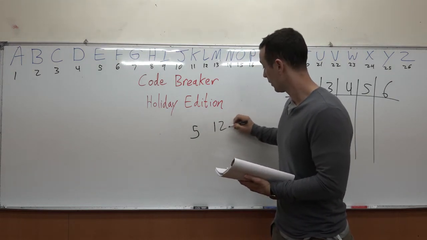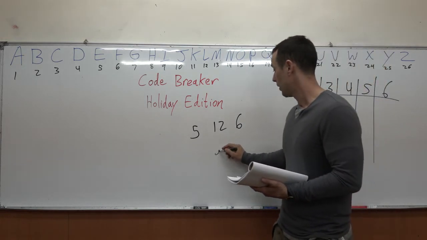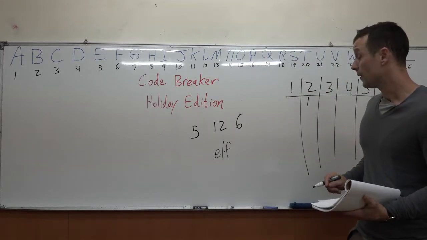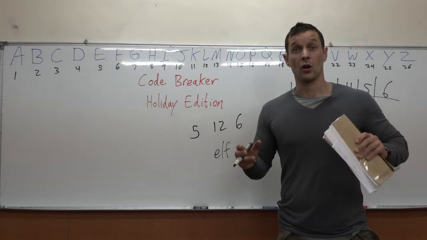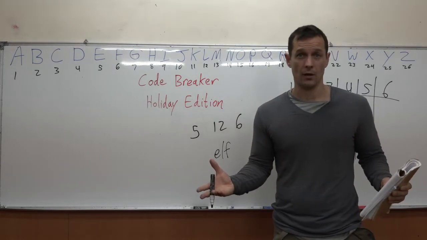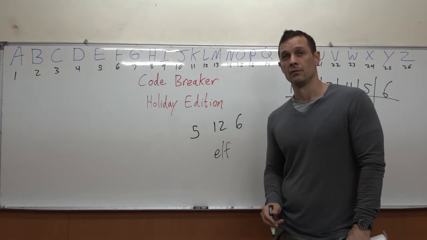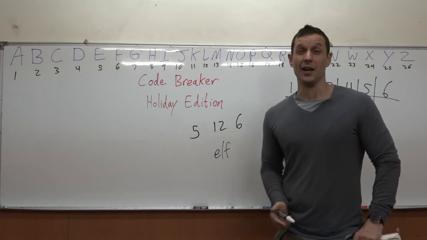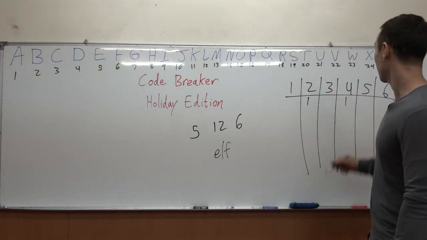5, 12, 6. Elf. Good job. Elf. So team 2 gets a point for elf, and I also want the students to practice making sentences. So I'll say, who can make a sentence with elf? Me. Okay, great. The elf is living in the snow. Excellent. Okay, team 4 gets a point.